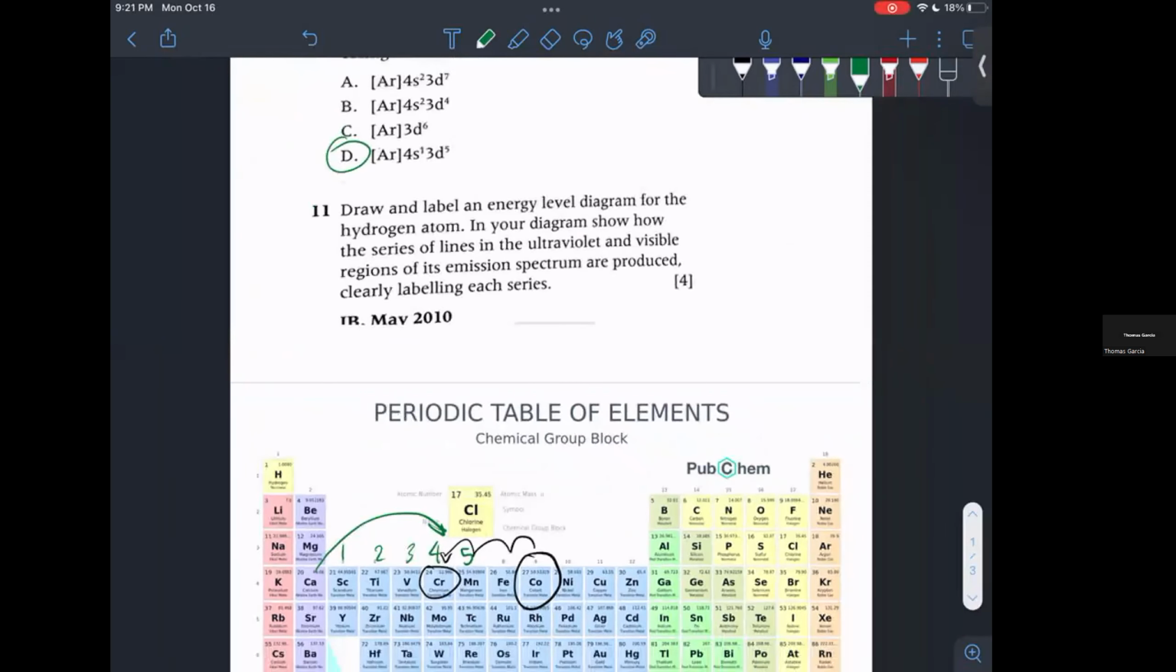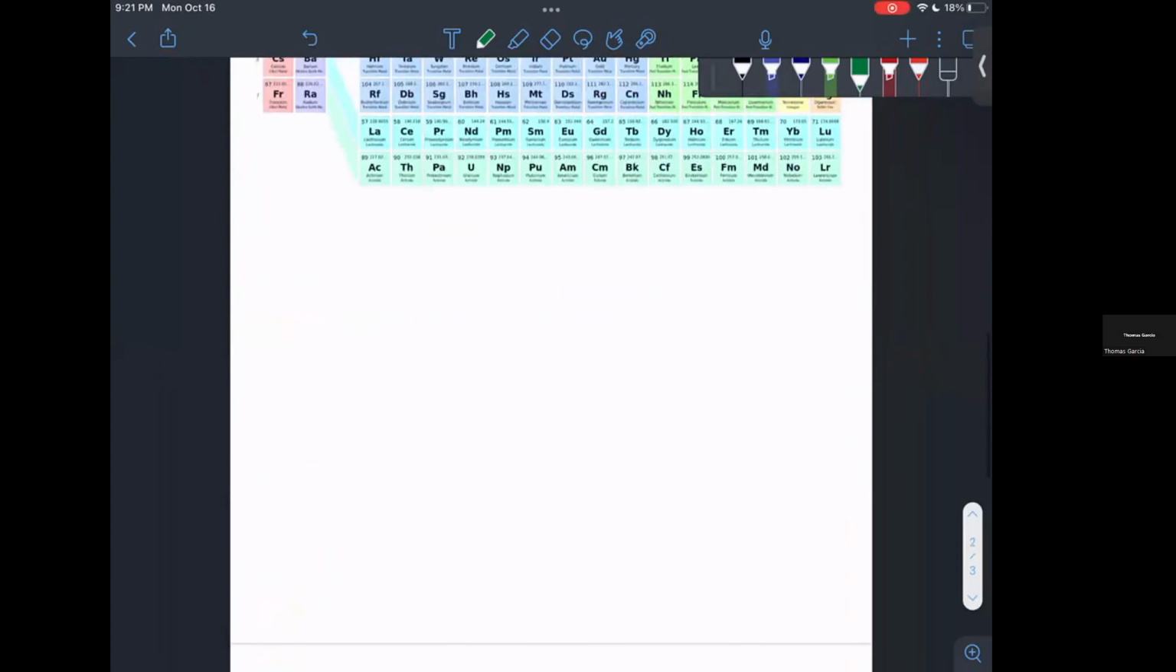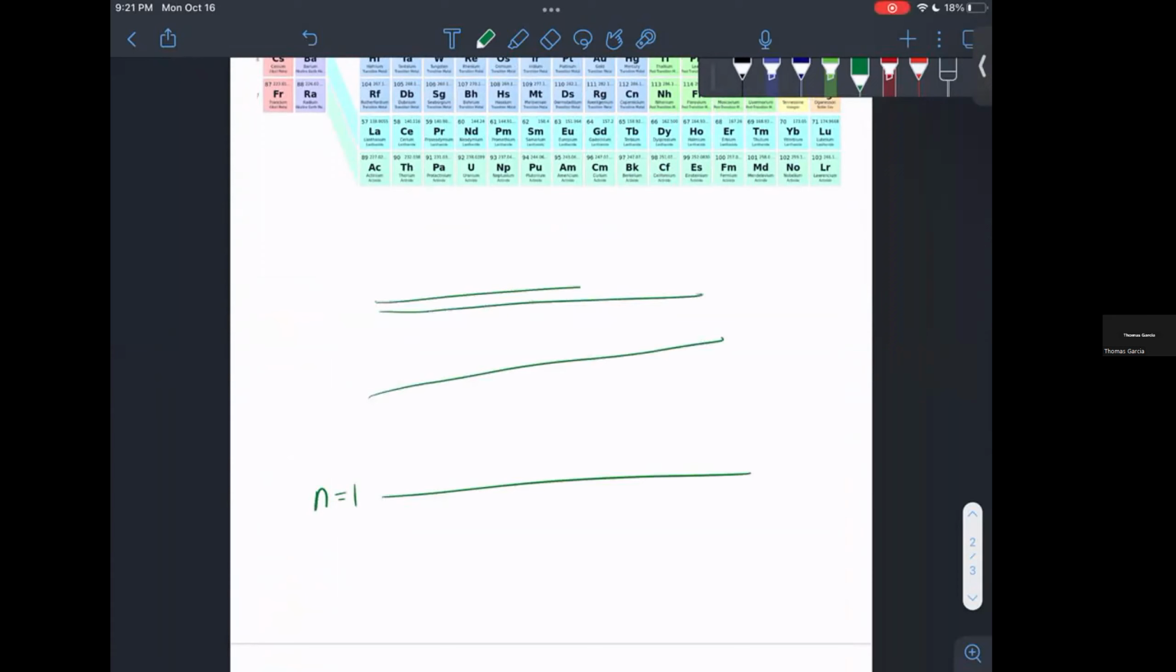Draw and label the energy level diagram for the hydrogen atom. In your diagram, show how the series of lines in the ultraviolet and visible regions are produced, clearly labeling each series. All right, we did this one in class, but we'll just start it over again. n equals 1, 2, 3, 4, 5, 6, 7, 8. n equals 2, n equals 3, n equals 4, n equals infinity as they converge.